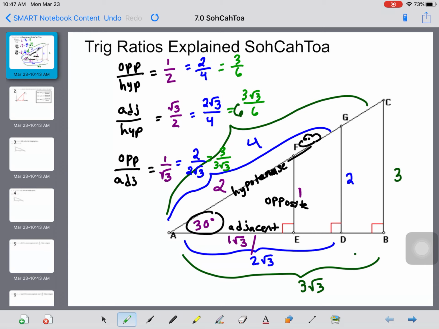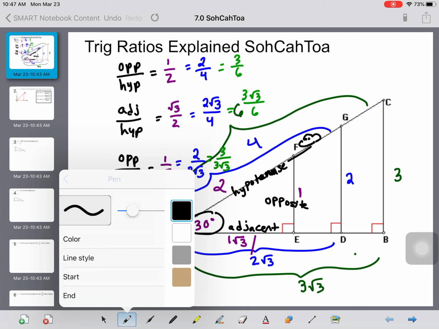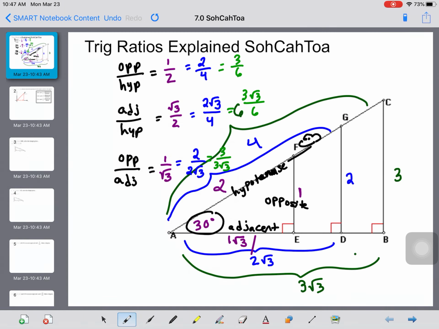What we're noticing here is that all those triangles, because they are similar, this ratio 1/2, 2/4, 3/6 all simplify to 1/2. It doesn't matter the size of the triangle, that ratio stays constant if that angle is 30 degrees. So we call this ratio sine of the angle. Sine is opposite over hypotenuse, and that constant ratio, in this case of 30 degrees, is equal to 1/2. It doesn't matter what size triangle I have, the sine of 30 degrees will always be 1/2.